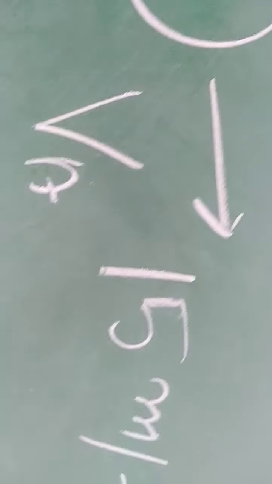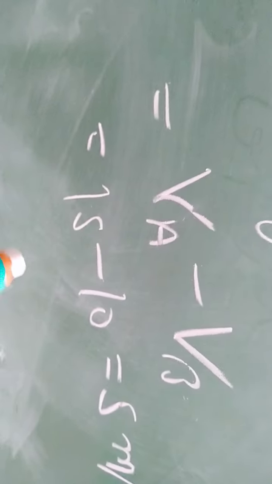Now come to the same direction case. Va is equal to 15 meters per second and Vb is equal to 10 meters per second. The relative velocity is equal to 15 minus 10, that is 5 meters per second.